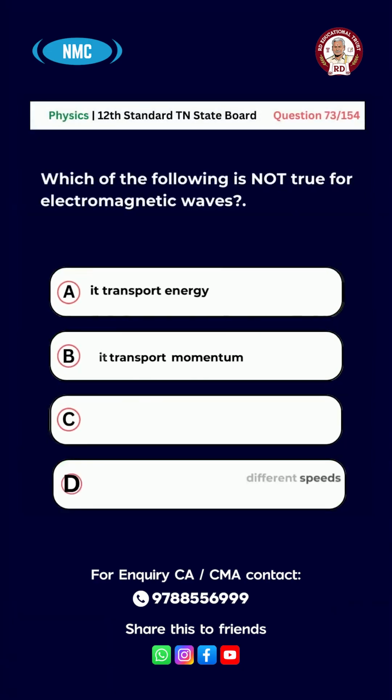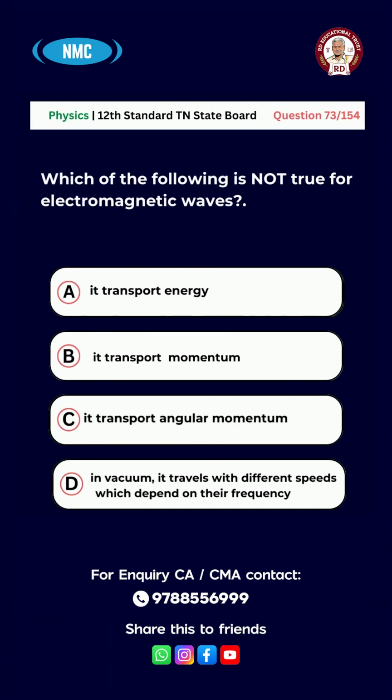Question number 73. Which of the following is not true for electromagnetic waves? Option A, it transports energy, B, it transports momentum, C, it transports angular momentum, D, in vacuum, it travels with different speeds which depend on their frequency. The right answer is option D, in vacuum, it travels with different speeds which depend on their frequency.